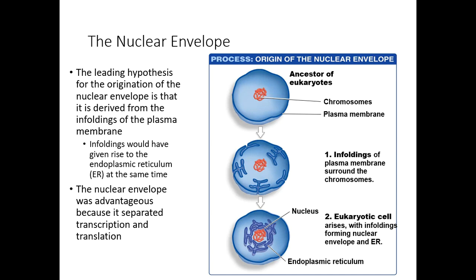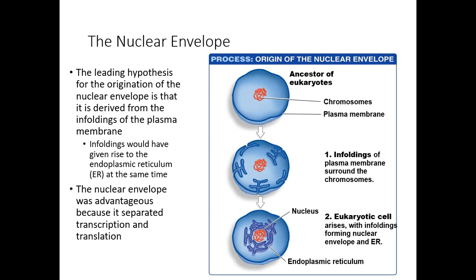So in addition to the chloroplast, mitochondria being essential characteristics here of most of these protists, depending on what they are, the nuclear envelope is something that sets eukaryotes apart, like I said. So the leading hypothesis for where the nuclear envelope, or the surrounding of the nucleus, came from is it's derived from the inner foldings of the plasma membrane, which is outside of all the cells. So the infoldings would have given rise to the endoplasmic reticulum, which is a folded membrane all around the nucleus.